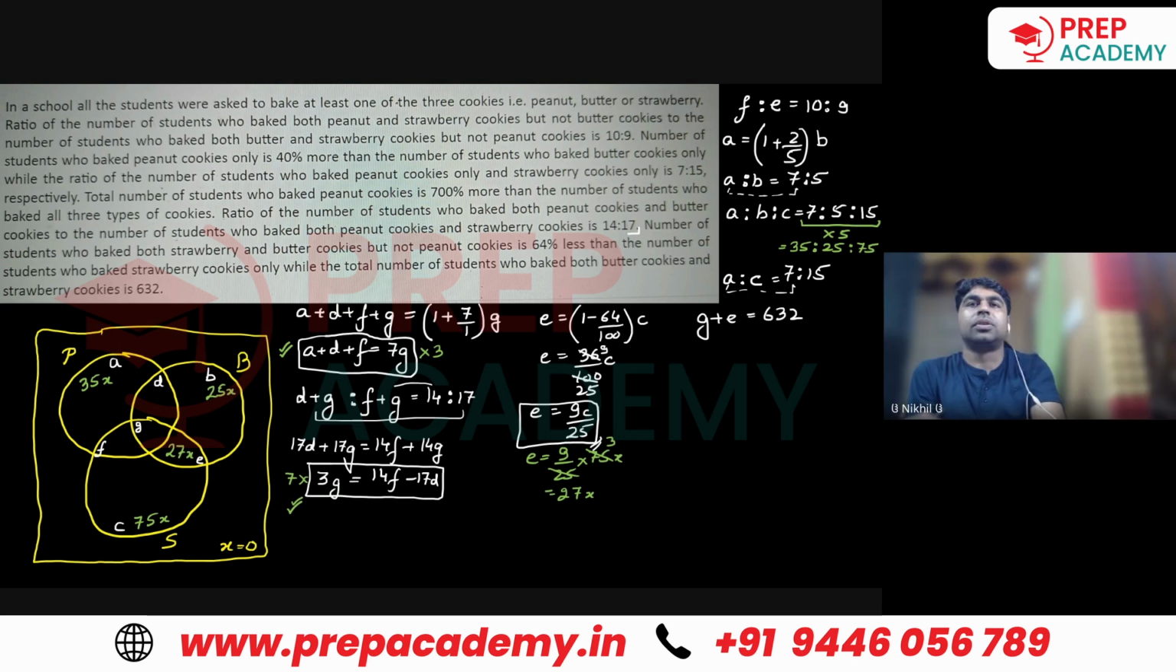Okay. Yes. So how to do that? Multiply it by 7. So you will get 21G here. That would be 3A plus 3D plus 3F is equal to 21G. And here also 21G would be 14 sevens are, how much? 98, I guess. 98F.